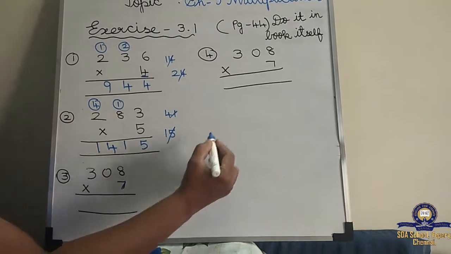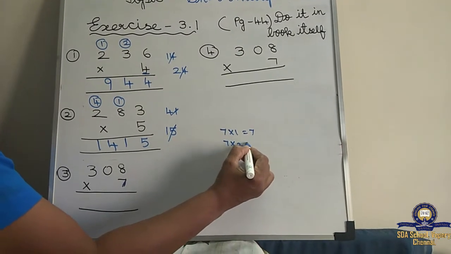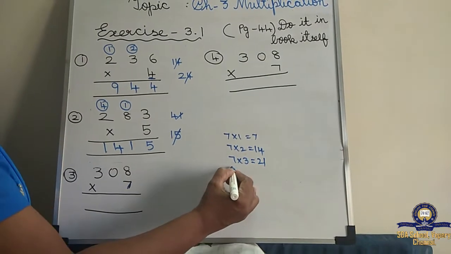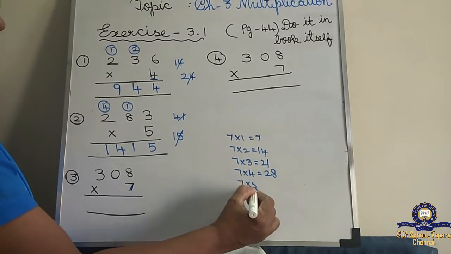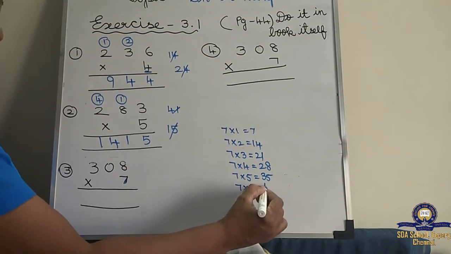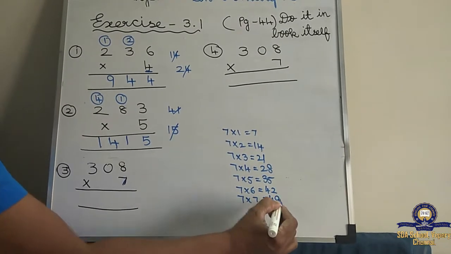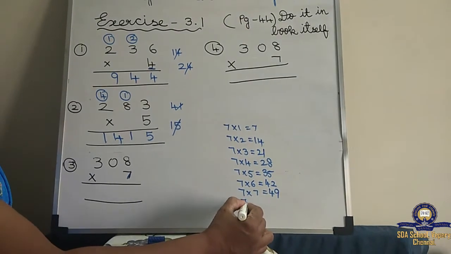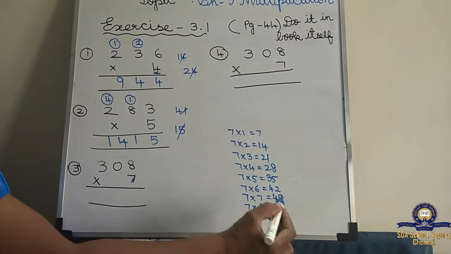And 7 8s are, see, when you feel the 7 tables and all are hard, what can you do? You can write the tables like this. 7 1s are 7. 7 2s are 14. 7 3s are 21. 7 4s are 28. 7 5s are 35. 7 6s are 42. 7 7s are 49. Understood? Like this if you write, it will be very easy. Understood? And 7 8s are 56. Understood?